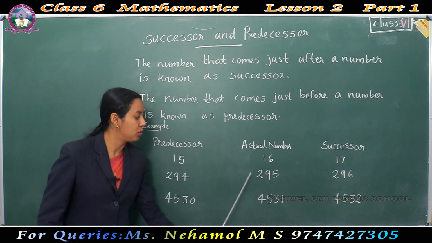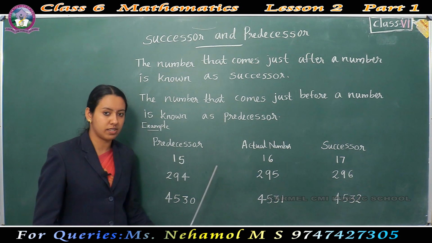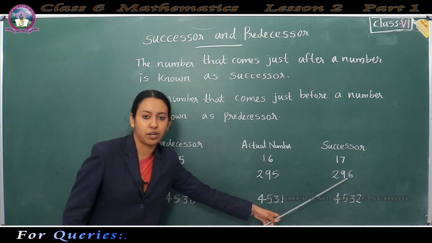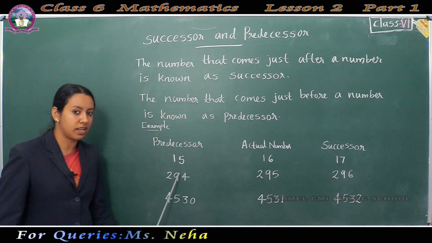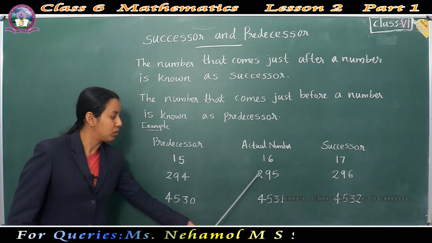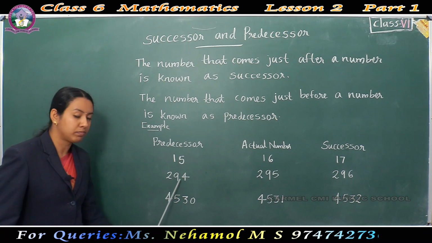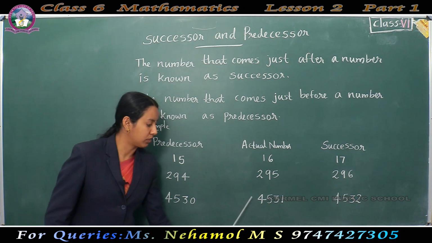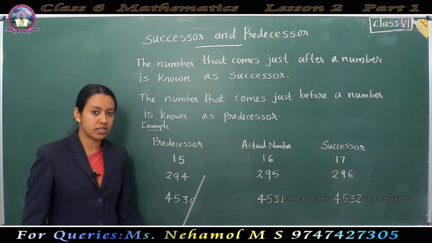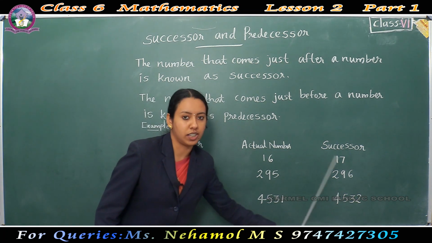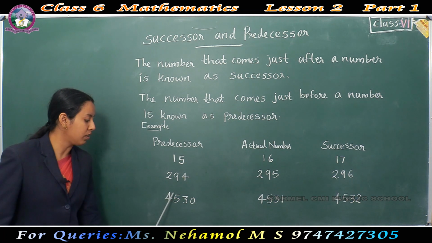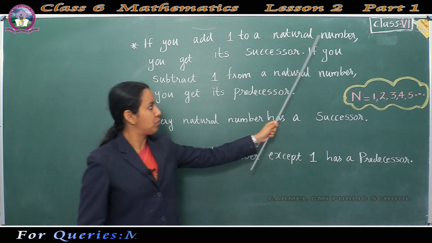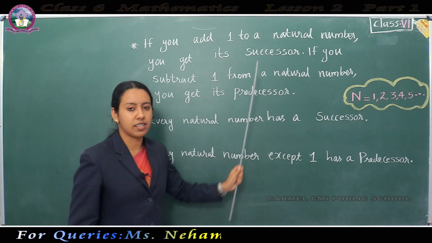Then consider the next number, 295. What is the successor? The number that comes just after 295, that is 296. Then what about predecessor? The number that comes just before 295, that is 294. Then the third number, 4531. What is the successor? 4532. What about predecessor? 4530.